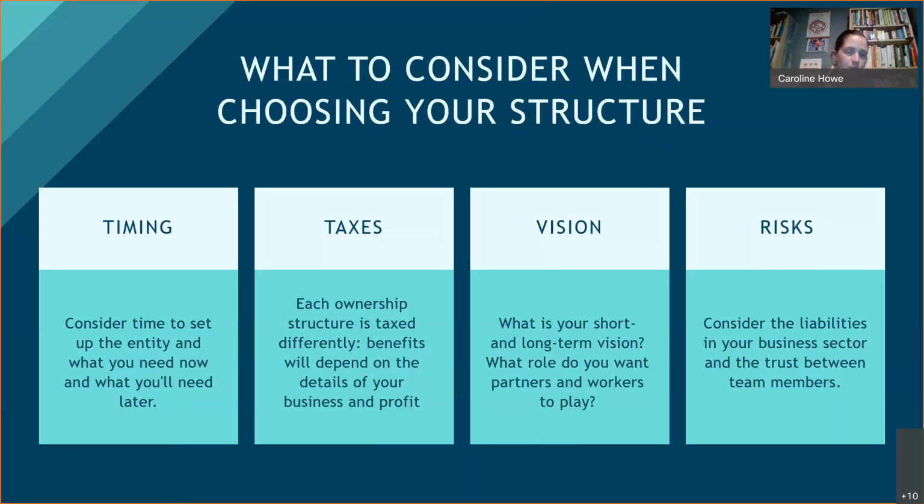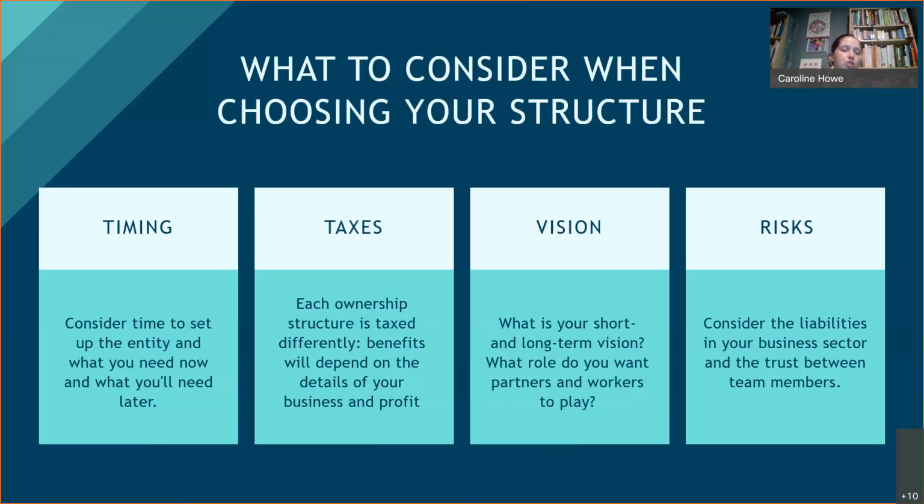Of course, each ownership structure is taxed differently. The vision: what's your short and long-term vision? What role do you want partners and workers to play? If you want workers to also be the owners of your company, a cooperative might be the right fit. If you want to limit the role that a board is playing, you may want a different type of organization.